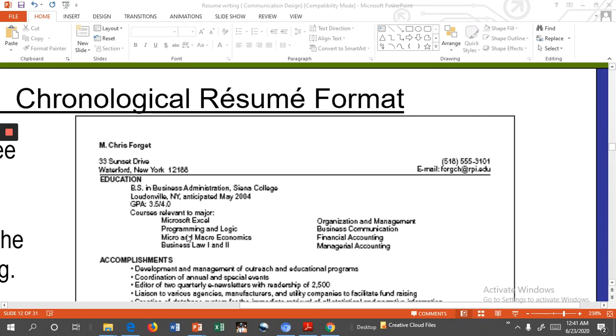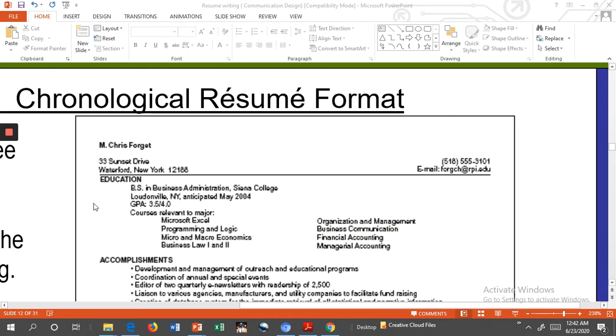Today I'll be talking about different formats for resume writing. The first one is the chronological resume format. It starts off with a name, as you can see over here, then the address, and on the left side you can give your phone number and your email address.